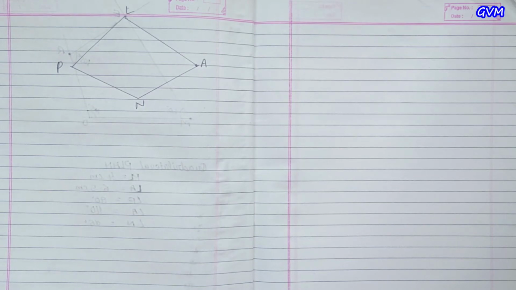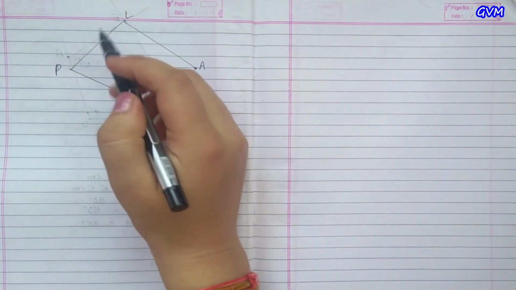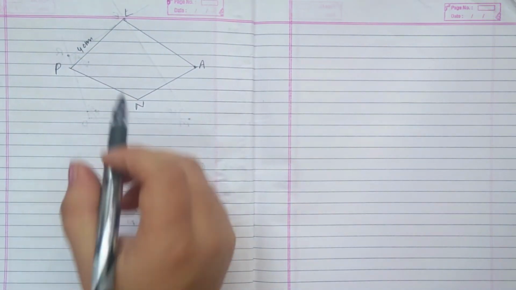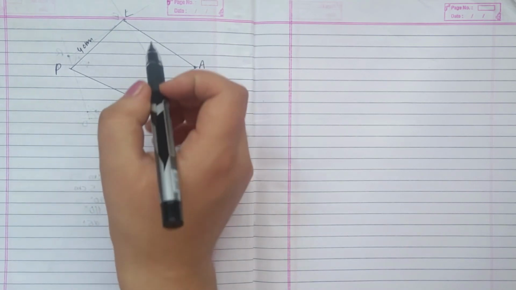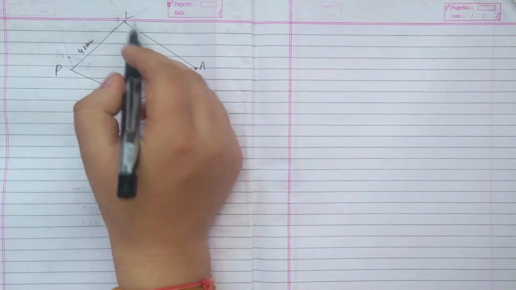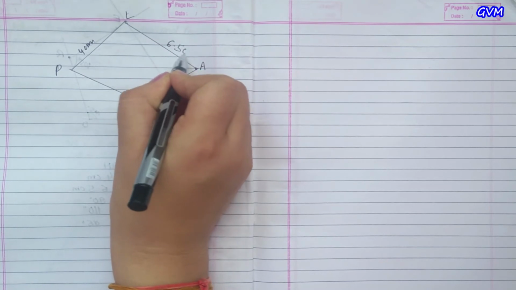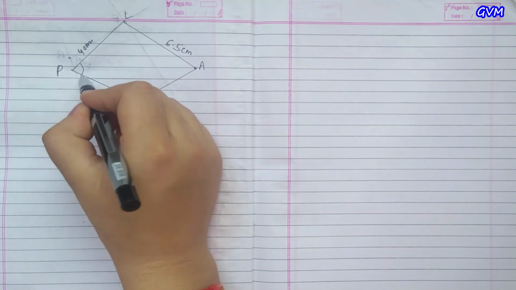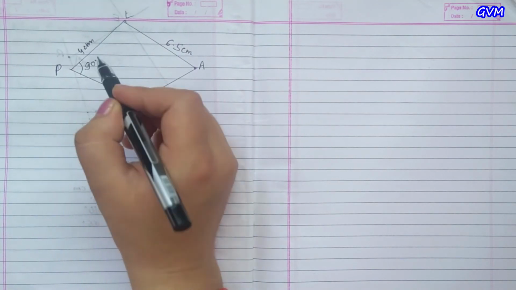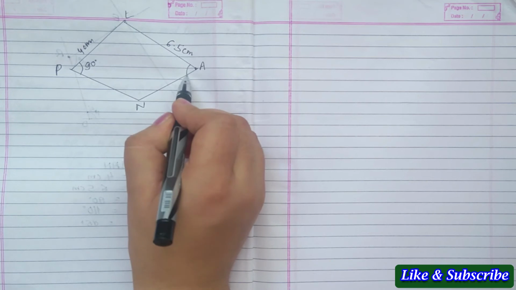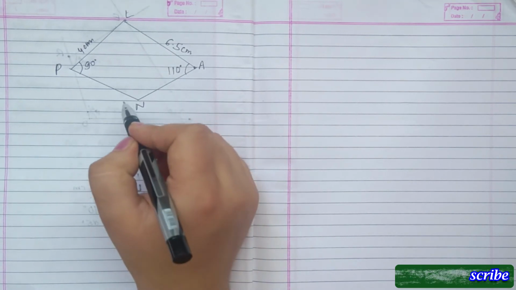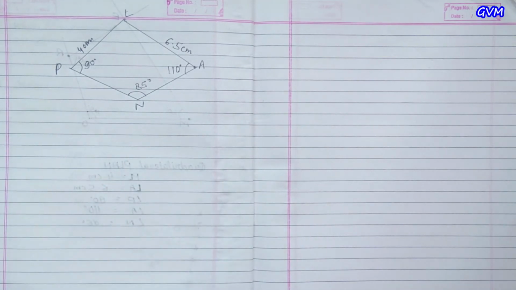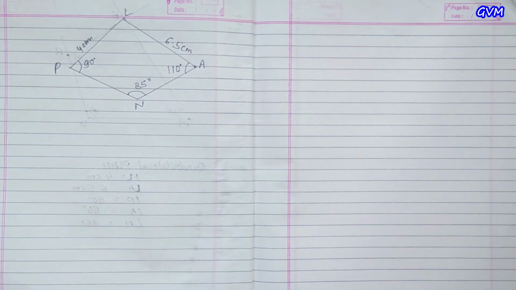Now we are given that PL is 4 cm. Okay, so this is 4 cm. LA is 6.5 cm. Okay, now angle P is 90 degree. Angle A is 110 and angle N is given 85 degree. Okay, now we have to make a well measured diagram.